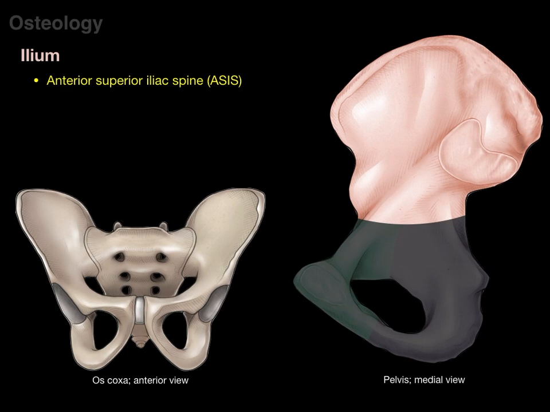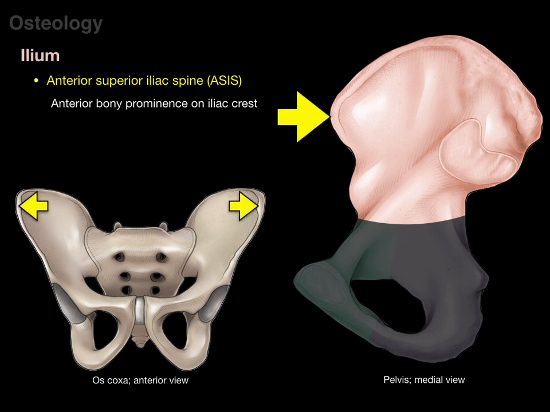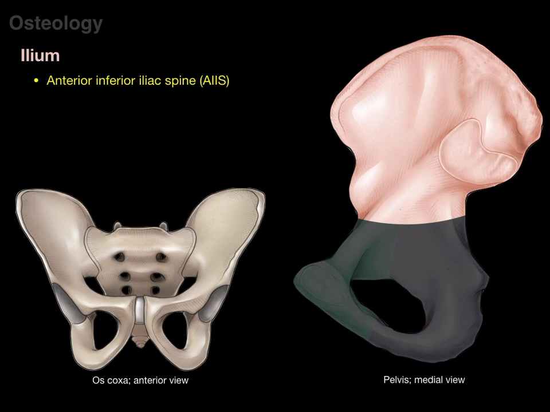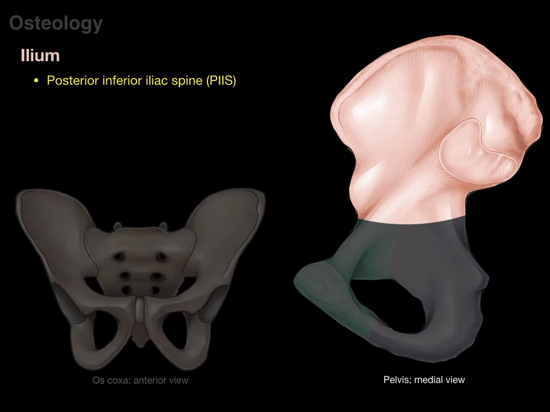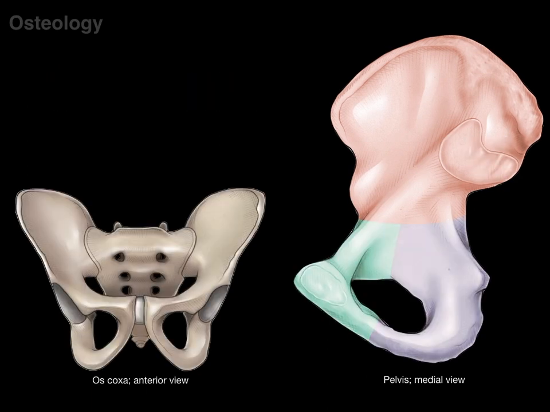The anterior superior iliac spine, or ASIS, is an anterior bony prominence on the iliac crest there, and it's an attachment for our inguinal ligament and our sartorius muscle. Next is the anterior inferior iliac spine. It's a bony landmark below the ASIS there, and this is where our rectus femoris muscle arises from. Our posterior superior iliac spine is a posterior bony prominence on the iliac crest, located there and there. And next is our posterior inferior iliac spine, and it's a posterior bony prominence below the posterior superior iliac spine.